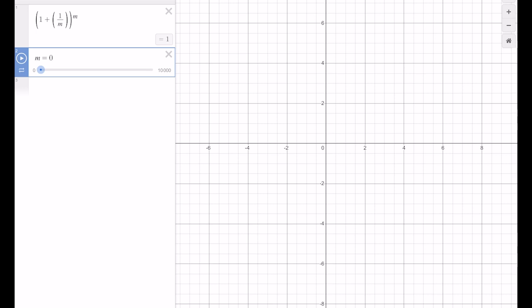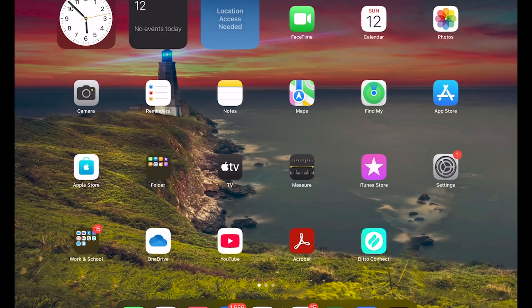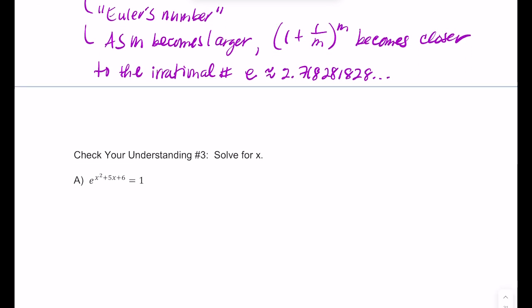Right now it says equals 1, because if I was to plug in 0, we know that any non-zero number to the 0 power is 1. But now if m changes each time, notice that that value is staying pretty close to 2.718, etc. So that's Euler's number. It's the letter E, and it is an irrational, non-terminating, non-repeating decimal. Okay, and e is a base that we use in exponential equations and functions.